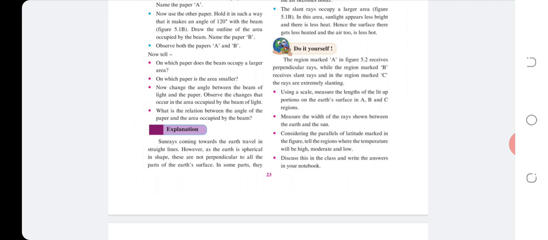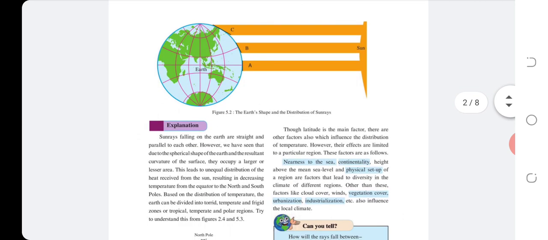Point 3. Consider the parallels of latitude marked in the figure. Tell the regions where the temperature will be high, moderate, and low. Point 4. Discuss this in class and write the answer in your notebook.